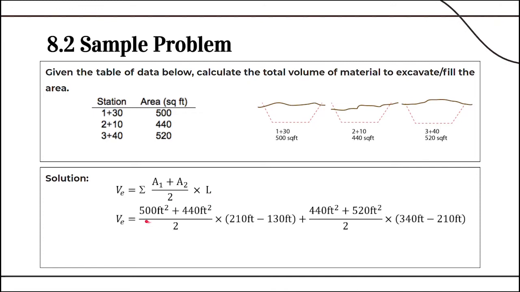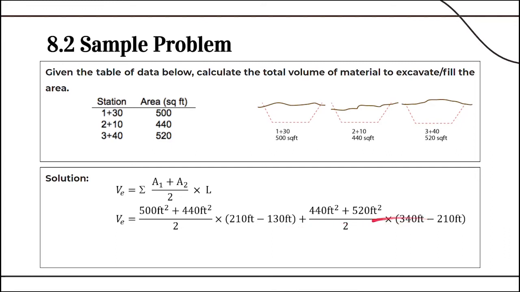Substituting the given, in this first part we are solving for the average end area volume between station 1 plus 30 and station 2 plus 10. So we have A1, which is 500 square feet, plus A2, which is 440 square feet, over 2, multiplied by the horizontal distance between the two stations, so L is equal to 210 feet minus 130 feet.